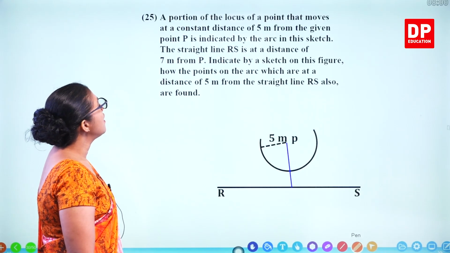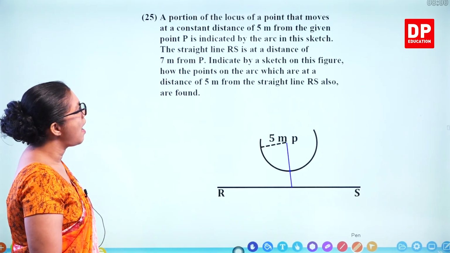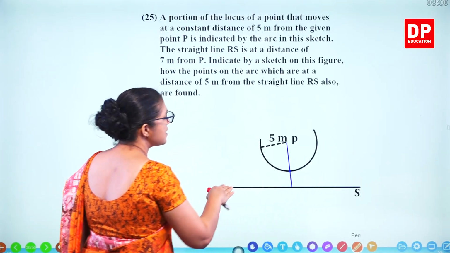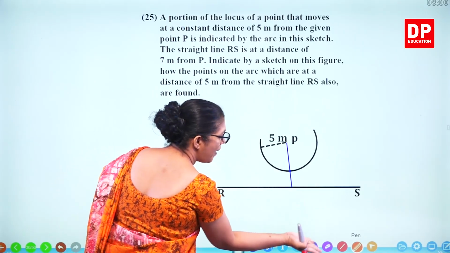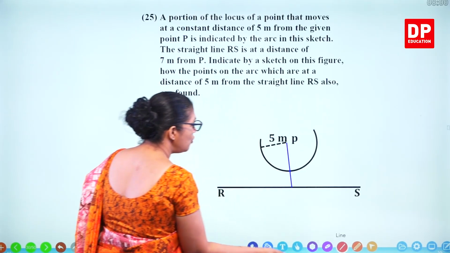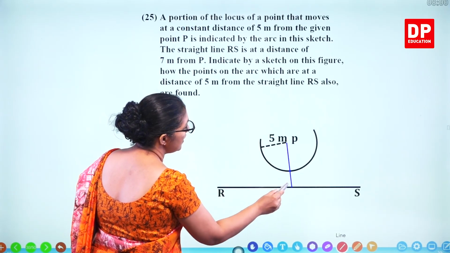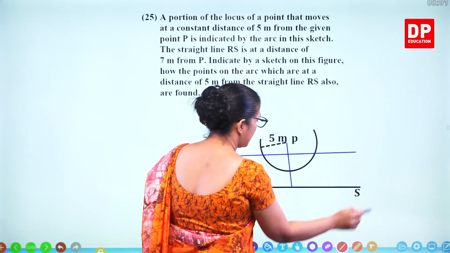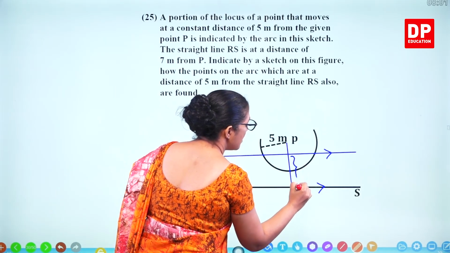Indicate by a sketch on this figure how the points on the arc which are at a distance of 5 meters from the straight line RS also are found. Now here, 5 meters away, so this is about a parallel line. But you don't need to draw a parallel line down because they are asking only above. So you draw a parallel line to RS above the line. This is the parallel line drawn to RS, 5 meters away.